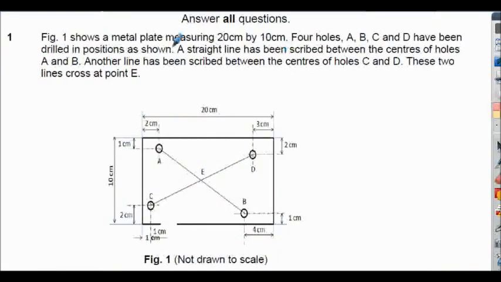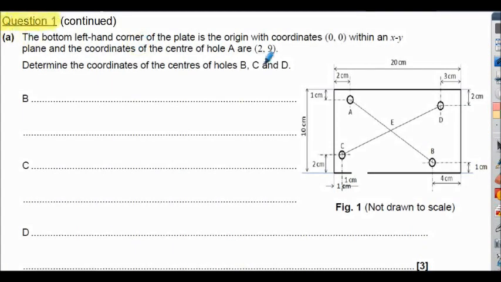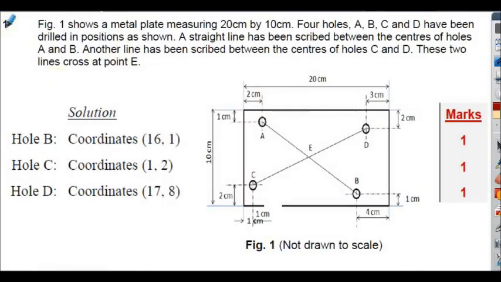I'm going to let you review all the questions at your own pace. Essentially, I'm just going to show you the solutions. So here's question 1. Let you read this at your own pace. Question 1 continued. Part A here. Question 1. Here's the answers.